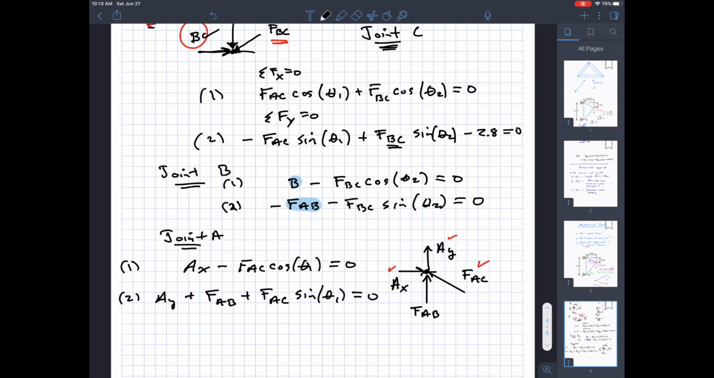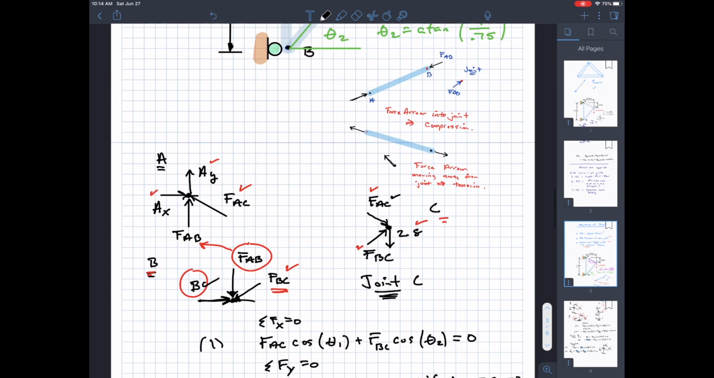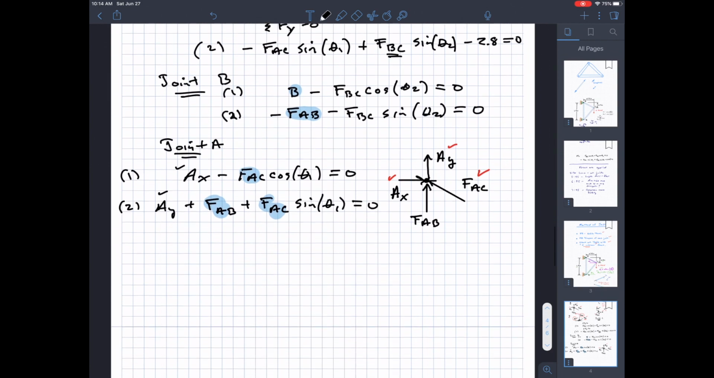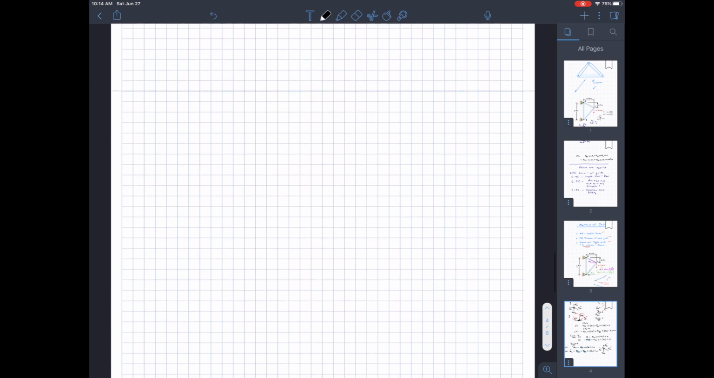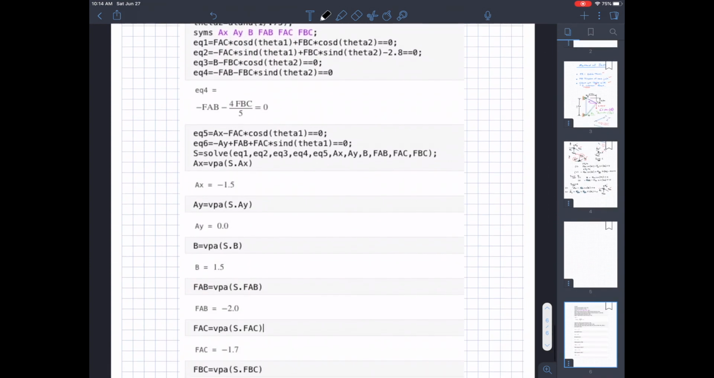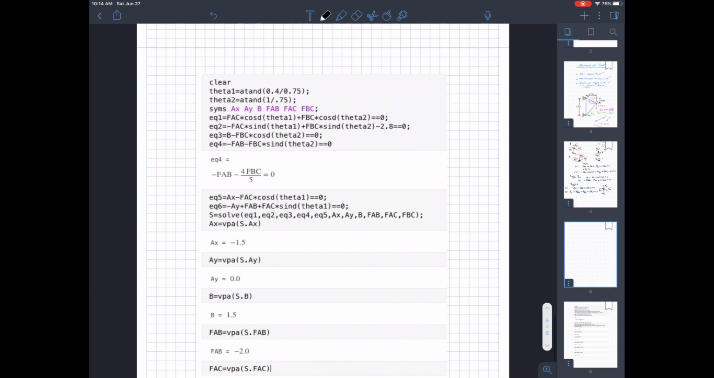At that point, if I was solving this, I know FAC because I solved that from joint C. I know FAB because I solved that from joint C as well. And so with two equations, I don't know AX and AY, but I can use these two equations to solve them. So that's an example of the method of joints. I've included some MATLAB code here that you can take a look at. Remember, there's the writing of the equations and there's the solving of the equations.